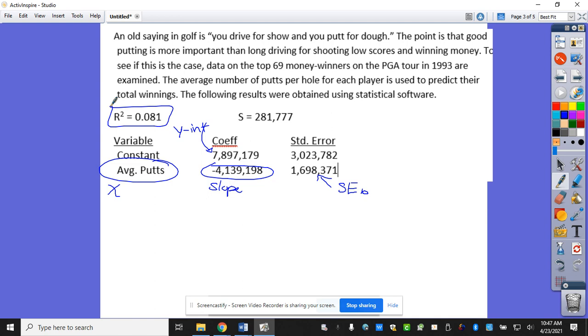I would usually talk about that number in what kind of form of a number? Percent. So I would say 8.1% of the variation in, which is what? So 8.1% of the variation in total winnings can be explained by the least squares regression line of total winnings on putts per hole.